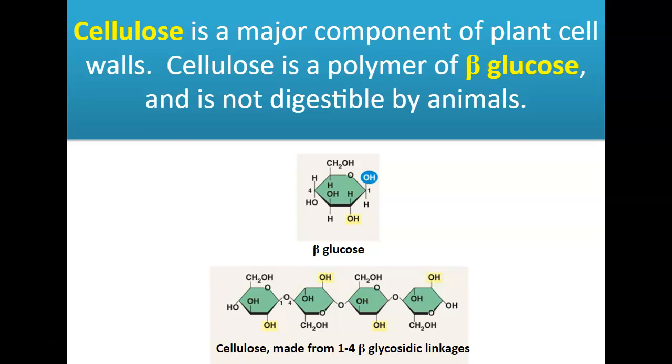Cellulose is the component of plant cell walls. So instead of alpha glucose, this is a long chain of beta glucose, and that's the structural component. Whereas before we saw starch as the main food storage component for plants, cellulose is the main structural component for plants.